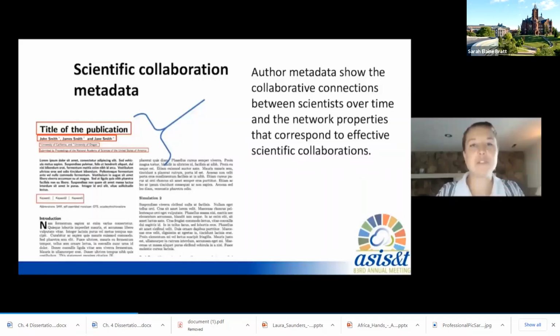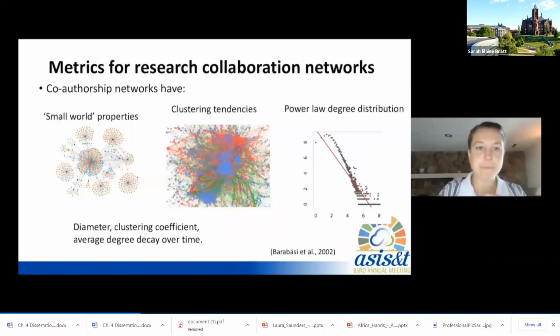There are uses for this metadata from publications that can measure the network properties, and these will correspond to effective scientific collaborations as well as measures of other important things that can tell us what the social processes in science are. Importantly, the metrics and the operationalization of some of these concepts can be a bit tricky, and so bibliometricians have approached this with various network measures.